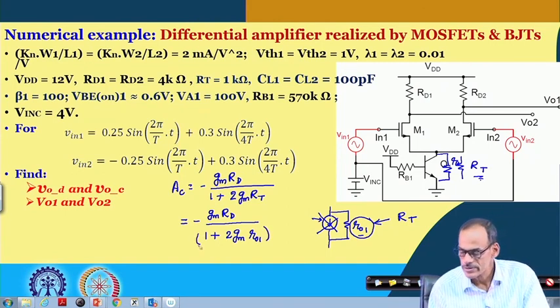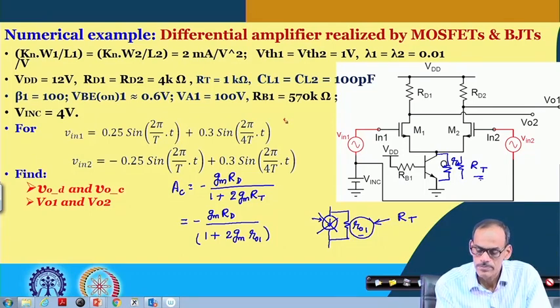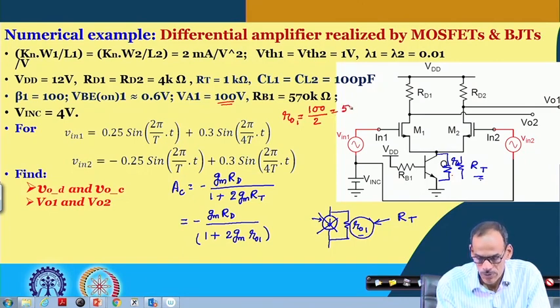And if you see its magnitude, RO1. If I consider its early voltage of say 100 volt and its current flow is 2 milliampere, that gives us RO1 equals 100 divided by 2 kilo. So, that is 50 kilo ohm.